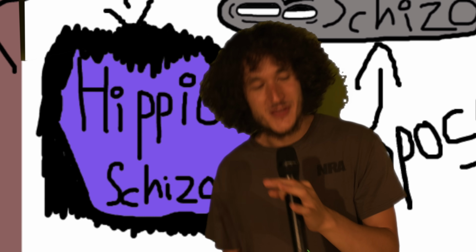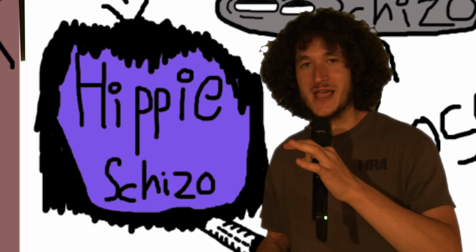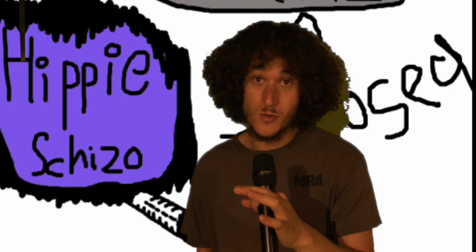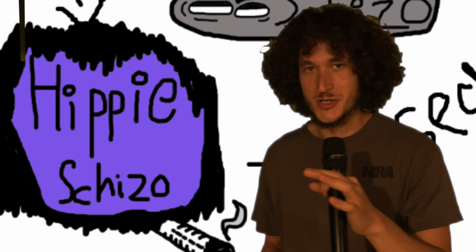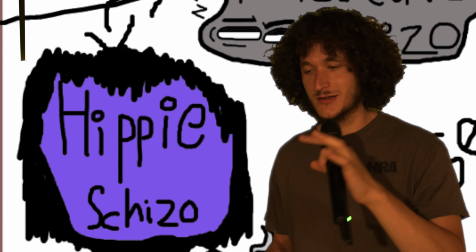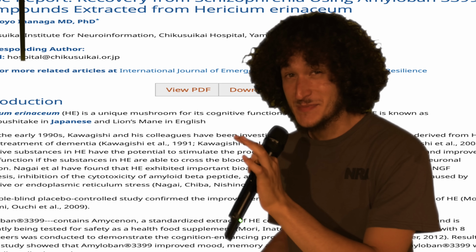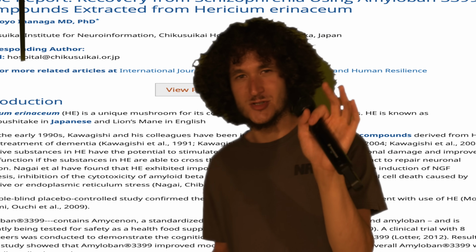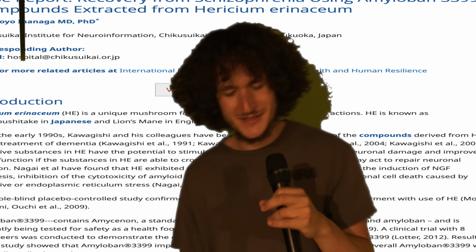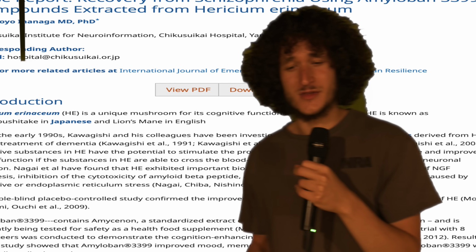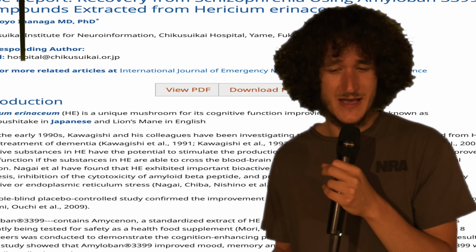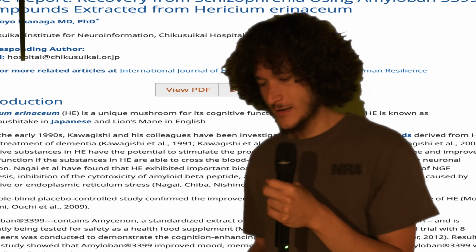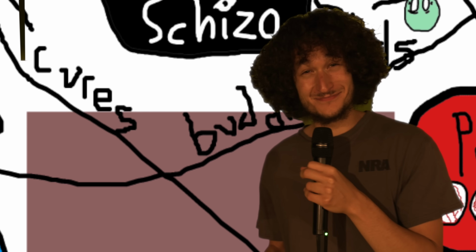Hippie schizos. They're basically schizophrenics who have claimed to have cured or put their schizophrenia into remission without using pharmaceutical drugs. Lion's mane, there's a bunch of different case reports all over the place. What you should know about these hippie schizophrenics is that they are all wrong.